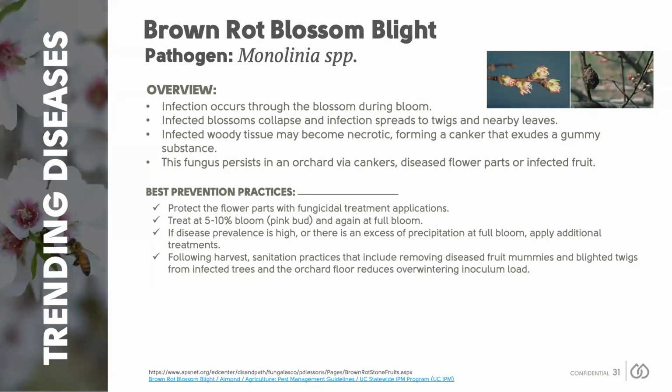gummy substance. The canker may serve as a reservoir for future infection cycles, as can diseased flower parts and infected fruit that turns to hard, shriveled masses and often remains on the tree. Prevention practices are key, especially protection from the initial blossom infection through fungicidal sprays at pink bud and full bloom.